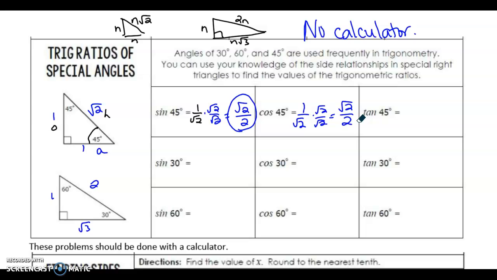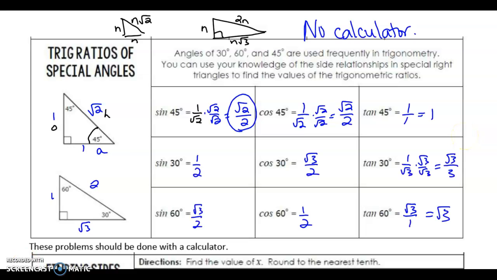How about tangent 45? Why don't you guys go ahead and pause the video and see if you can do these last 7 using our knowledge of the special right triangles. So go ahead and pause the video. All right, tangent 45 would be 1.